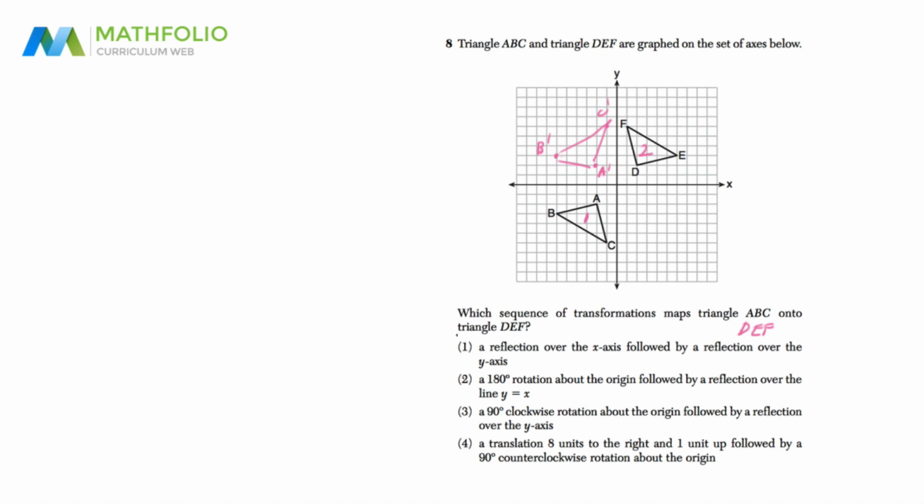So which sequence of transformations? We found it. Number 1. That is our answer. It maps triangle ABC onto triangle DEF.